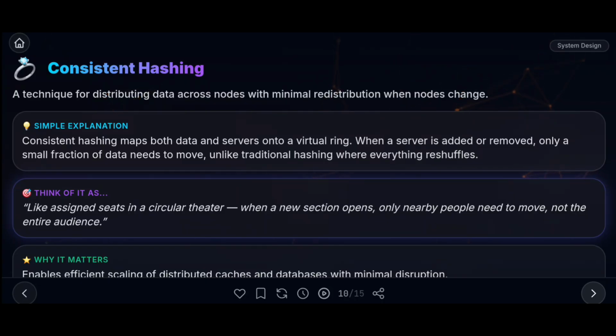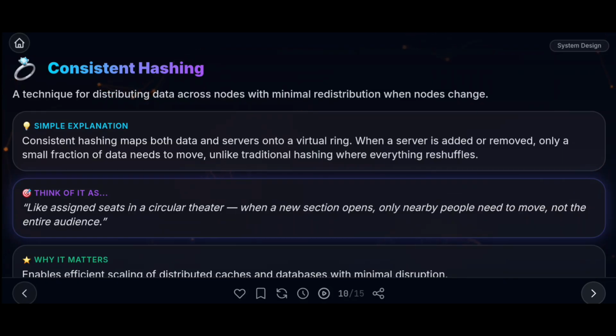When a server is added or removed, only a small fraction of data needs to move, unlike traditional hashing where everything reshuffles. So this consistent hashing is an algorithm that handles any change in the server list or nodes, so that a minimal amount of data needs to migrate from one machine to another.